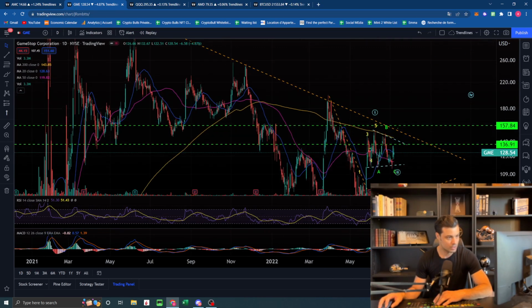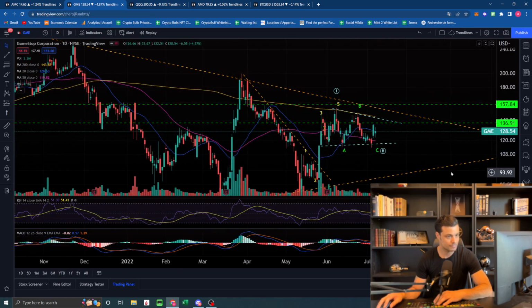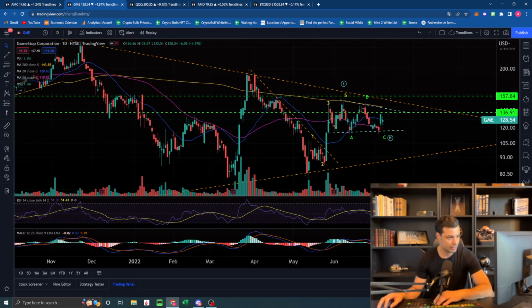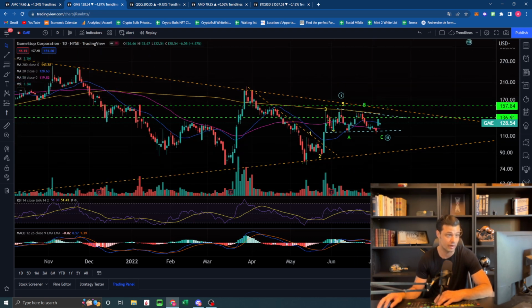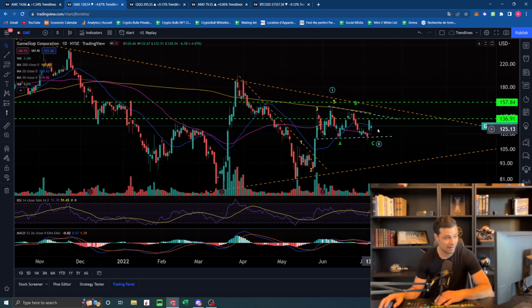So what is GME doing? It dropped today. We had nice volume here, and we have resistance around 140. That is created by this triangle, and I told you guys that here we might be doing an ABC. It's possible, so maybe we are on the third wave. All right, that could go here, maybe, I don't know. It's too early to say.